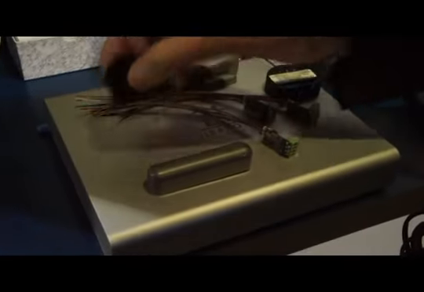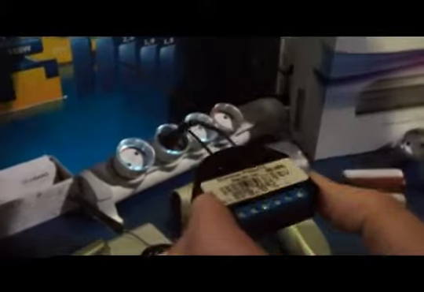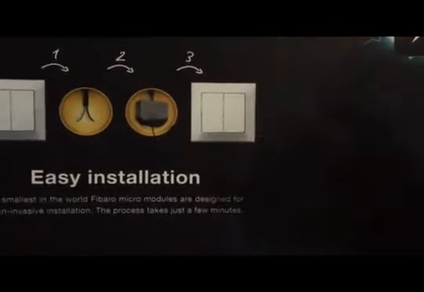So the modulars are what you can actually take and put into your existing electrical system. So you take your existing switch or your outlet and you take it out, and then you are able to make it into a Z-Wave compatible device.